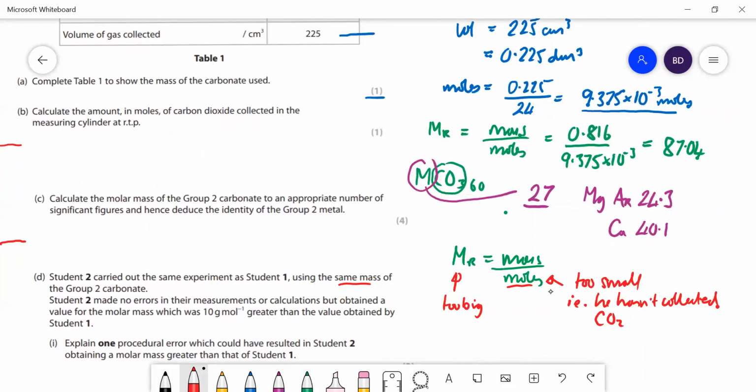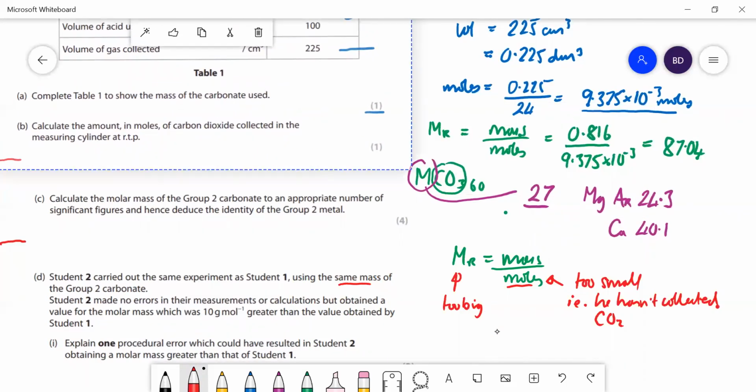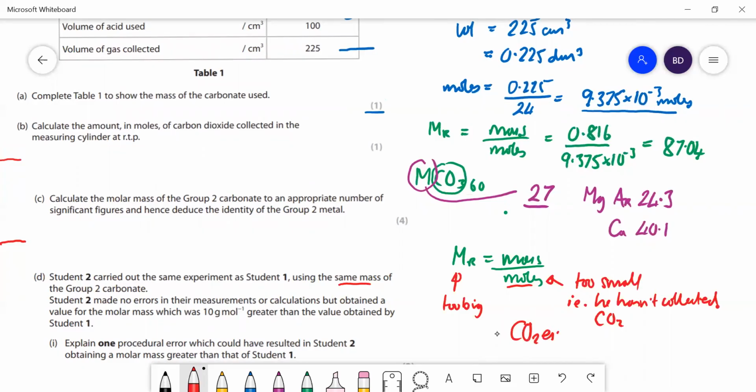They just said he didn't get the bung in the flask quick enough, and so a bit of the carbon dioxide escaped. A little bit of the carbon dioxide escaped. That means this number here is too small, which makes this number too big.